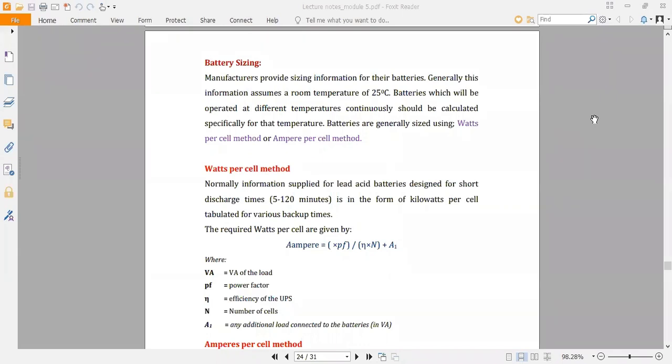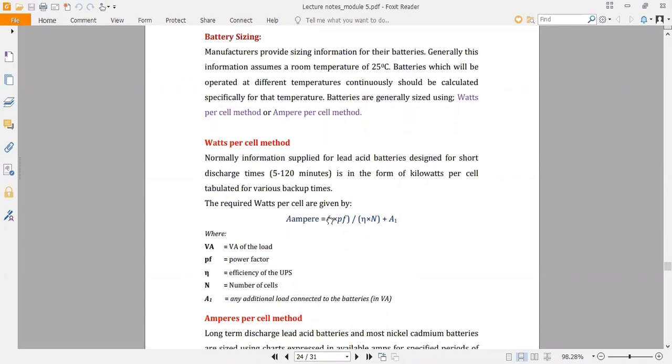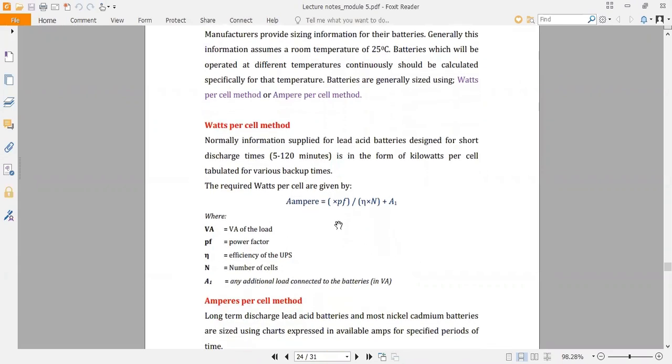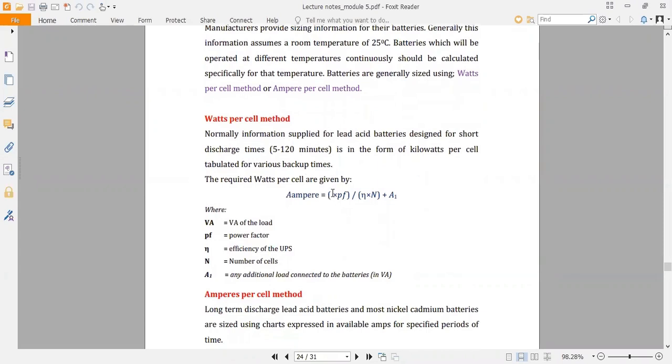वाट पर सेल मेथड में हमारा क्या होता है, नॉर्मली कि हम लोग ये सिंपल सा फॉर्मूला यूज करके निकाल सकते हैं कि द रिक्वायर्ड वाट पर सेल, ओके, व्हाट शुड बी द एम्पियर rating of the battery. Okay. Something is missing here. Here it should be a volt ampere of the load.